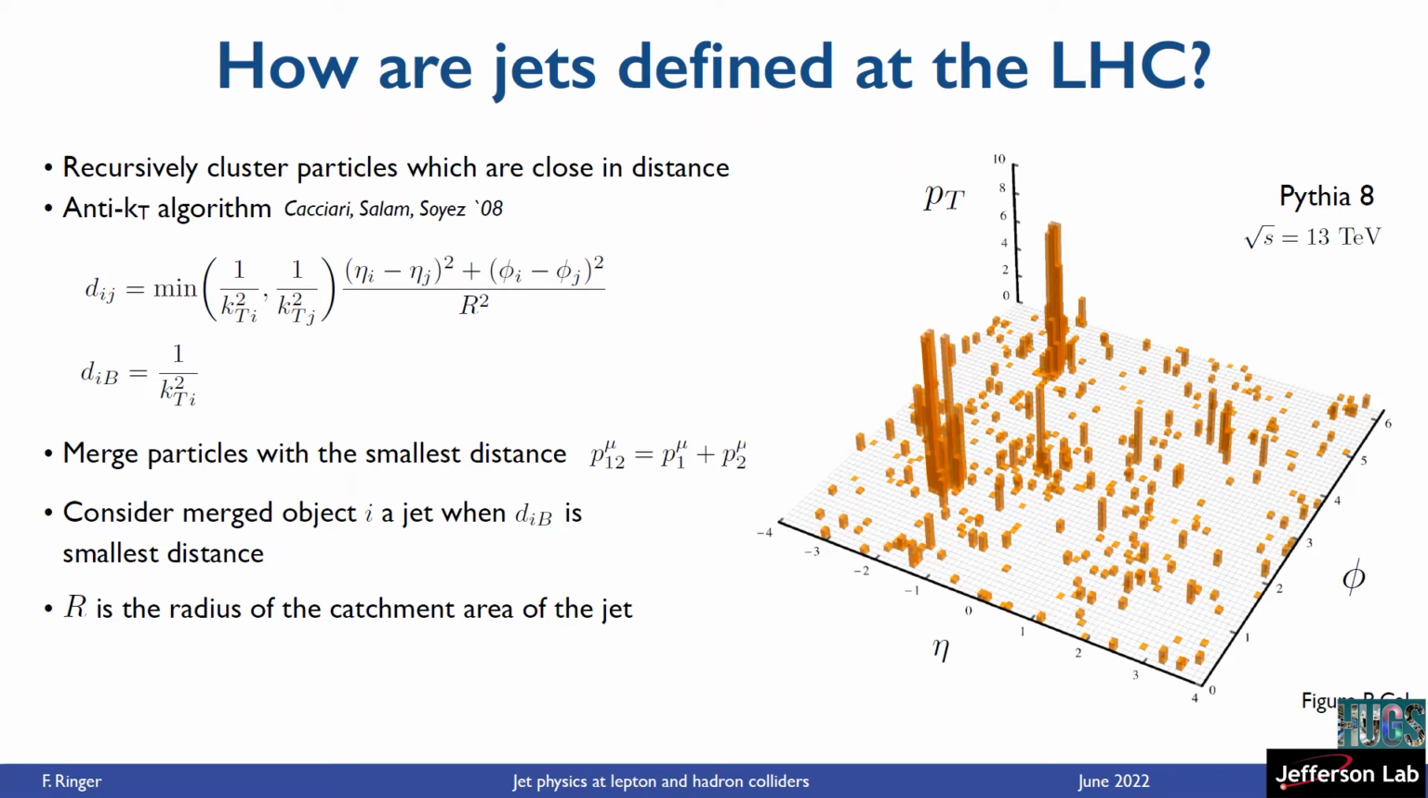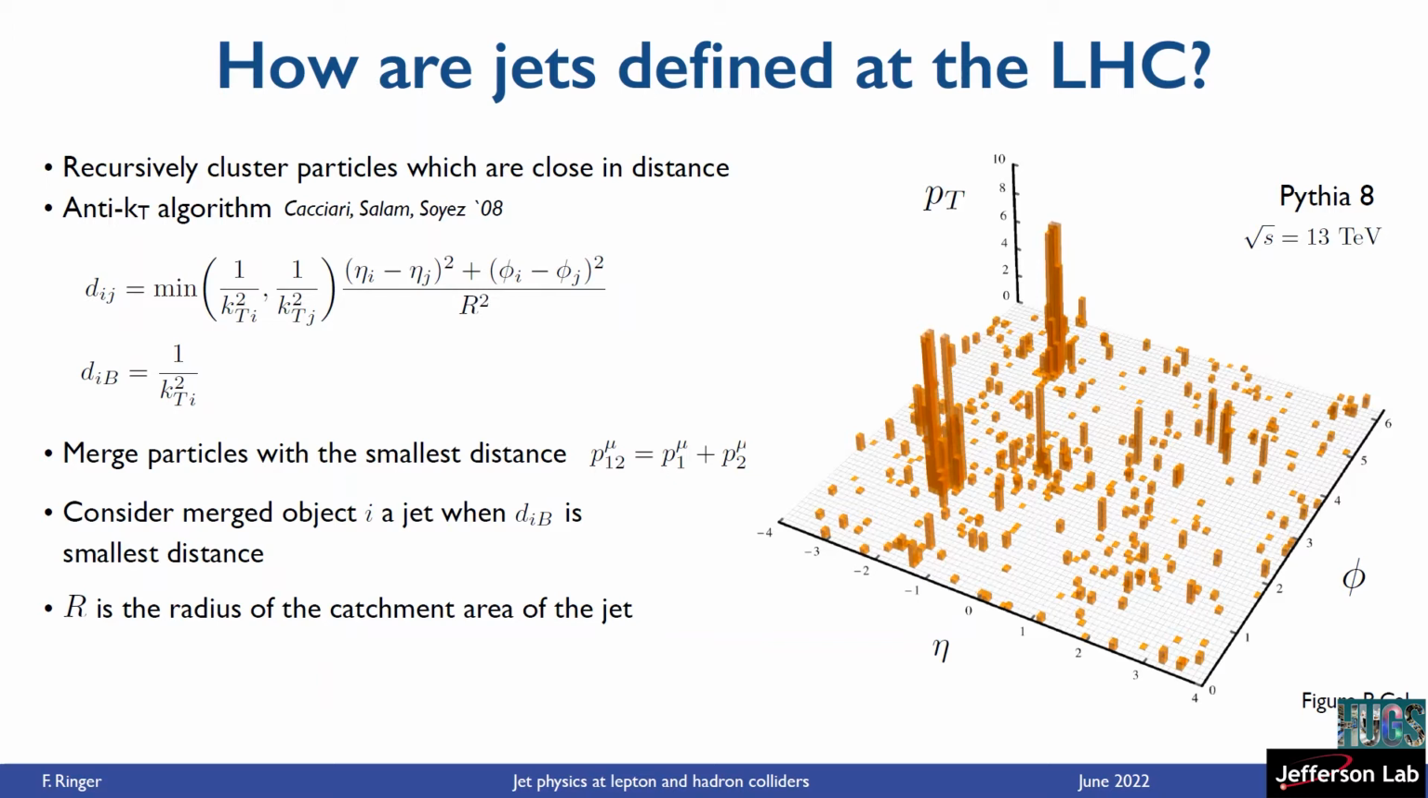for a longer time. Okay, so this is what we had yesterday. We start with this event in this Lego plot, where you see the energy of particles in rapidity and phi, the polar and azimuthal angle plane. And then we basically want to group those particles together into jets, so that ideally they connect to actual particle level quantities.